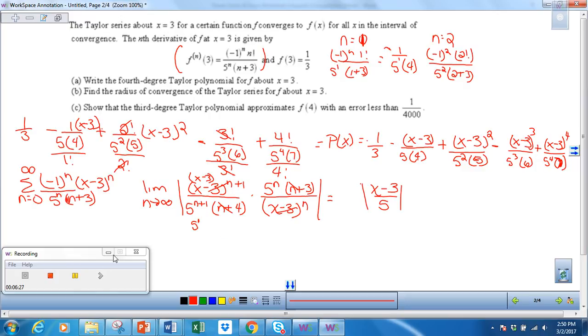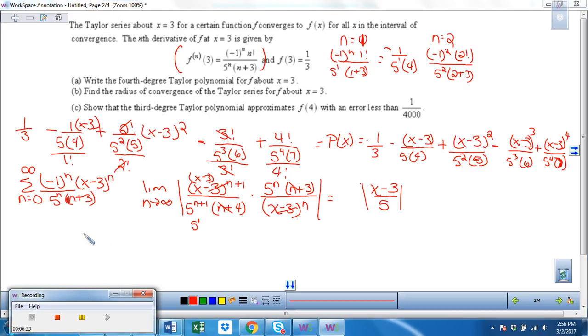the ratio test, that has to be less than 1. So the absolute value of x minus 3 over 5 has to be less than 1, which means the absolute value of x minus 3 has to be less than 5.